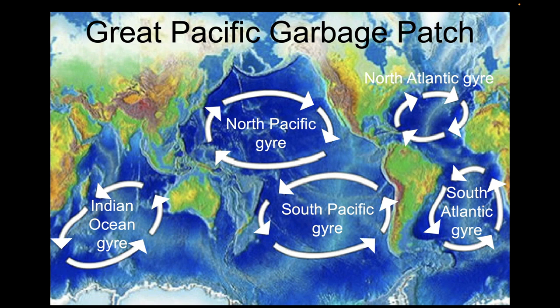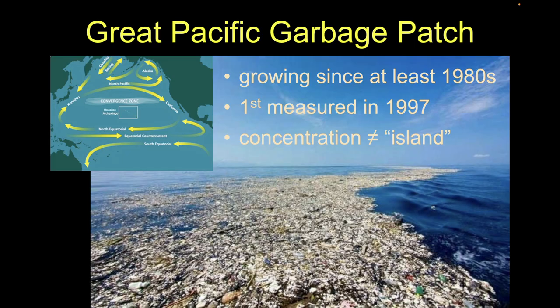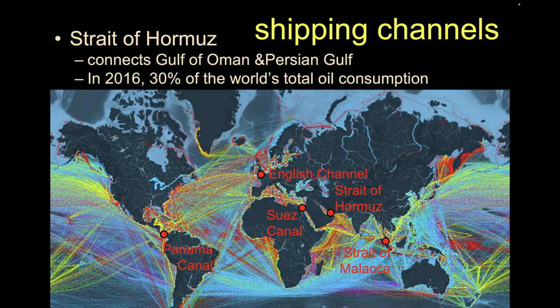But anyway, the most famous of these is the Great Pacific Garbage Patch, which is the one in the northern, here it says the North Pacific Gyre. So it sometimes looks like this, but it's usually not quite as dramatic as this. But you can see this accumulation of stuff in the middle of the ocean.